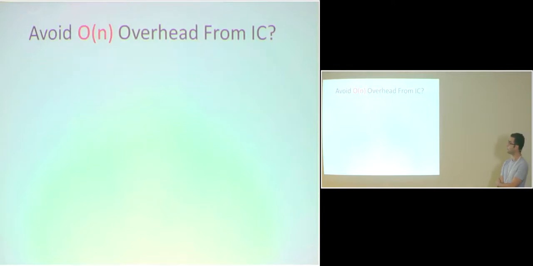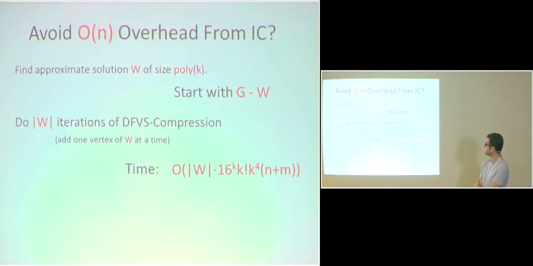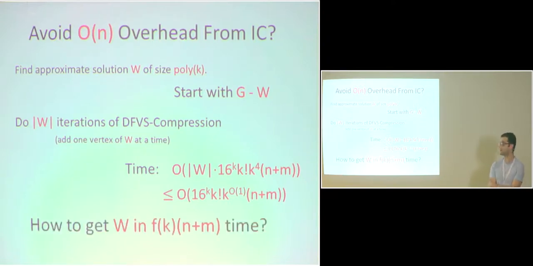How do you avoid the linear overhead from iterative compression? Well, we need an approximate solution of size at most poly k. Then we can do k rounds of iterative compression instead of n, and then we're very happy. So the main question is, how do we get this approximate solution in linear time?